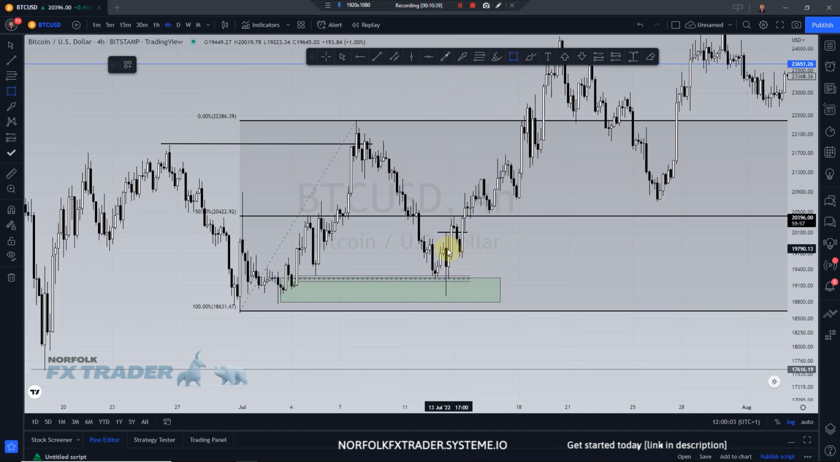That leaves this area of demand here, where you could either look for a send and forget strategy on the break of structure, or go down to a lower time frame and look for a confirmation entry or a change of character on the lower time frame. Now that is what I would probably do here. I would be using a change of character inside this area of demand to look for a trade to the upside. But you don't need to do that.